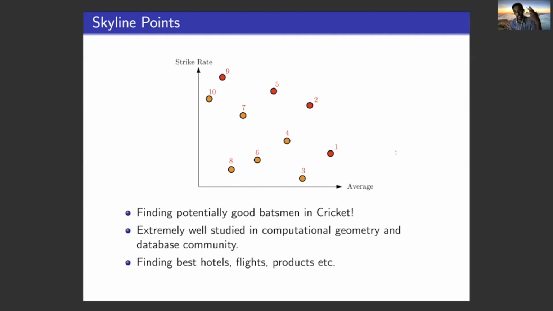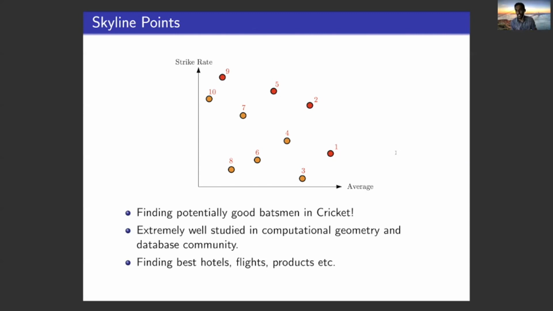Similarly, 7 is dominated by 5. Similarly, 4, 3, 6, and 8 are also dominated by some other points. And in the end, what remains is 0.1, 0.2, 5, and 9, the 4 points in red. So those are our skyline points.